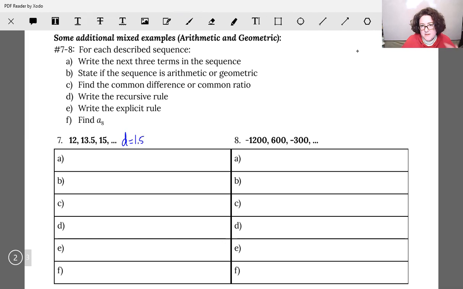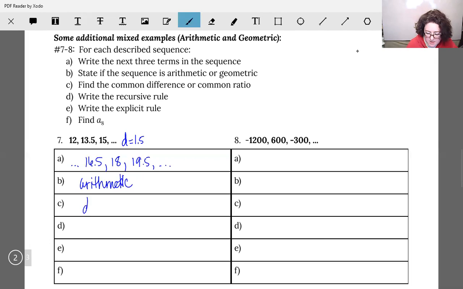That verifies because if I tried out that rule from the first to the second term, and then tested it on the second to third term, then I know that has to be arithmetic. So to find the next 3 terms in the sequence, I would just have to add that value. So 15 plus 1.5 gives me 16.5, plus another 1.5, plus another 1.5. So there's our next 3 terms, and we're definitely using this as an arithmetic sequence. So it is an arithmetic pattern.